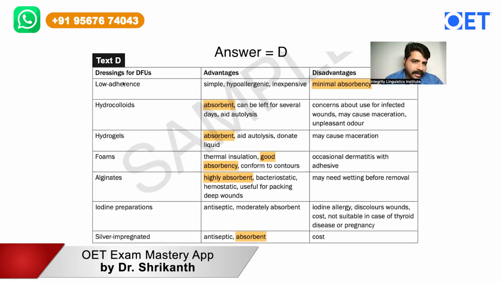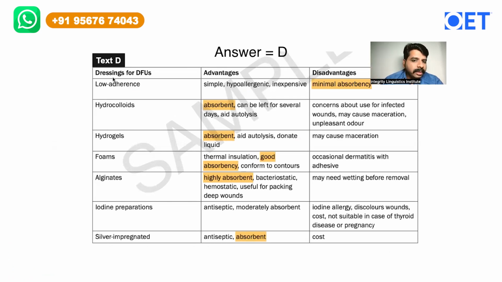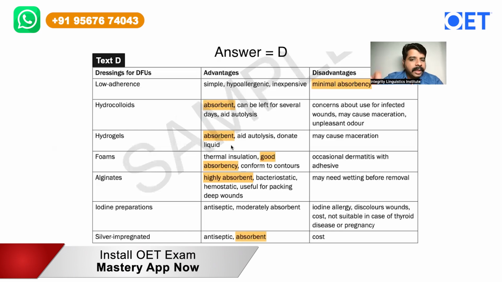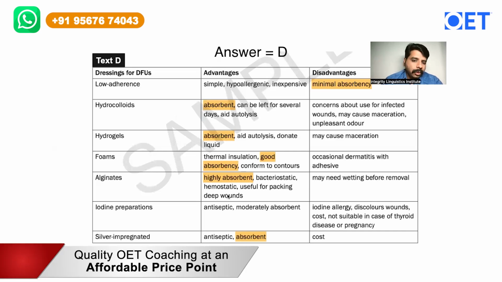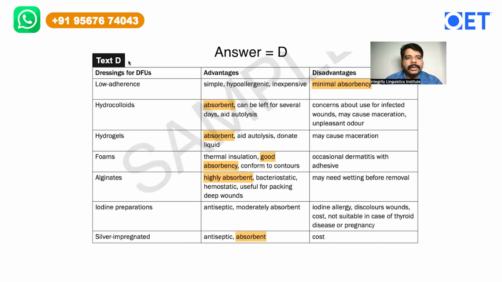Whereas hydrocolloid dressings are absorbent. Absorbent means they are good at soaking fluid. That is, they are good at absorbing fluid. Hydrogels dressing, these are also absorbent. That means they have the ability to soak up fluid. Foams, good absorbency. So these are also very good products to absorb fluids. Alginates dressings, they are highly absorbent. That means they are really good at absorbing fluids. And silver impregnated dressings are also very nice. Okay, so this was the question and this is the answer. So the answer option is text D.